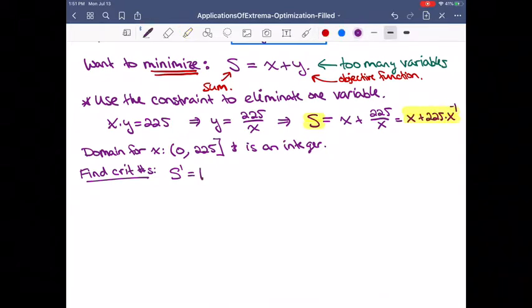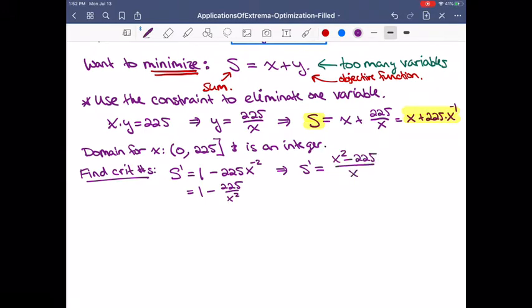So it's going to be 1 minus 225 x to the minus 2. Written another way, that means s prime is going to be 1 minus 225 over x squared. If I make a common denominator, it's going to be x squared minus 225 over x squared. So this is my derivative equation, and we're going to be using that.